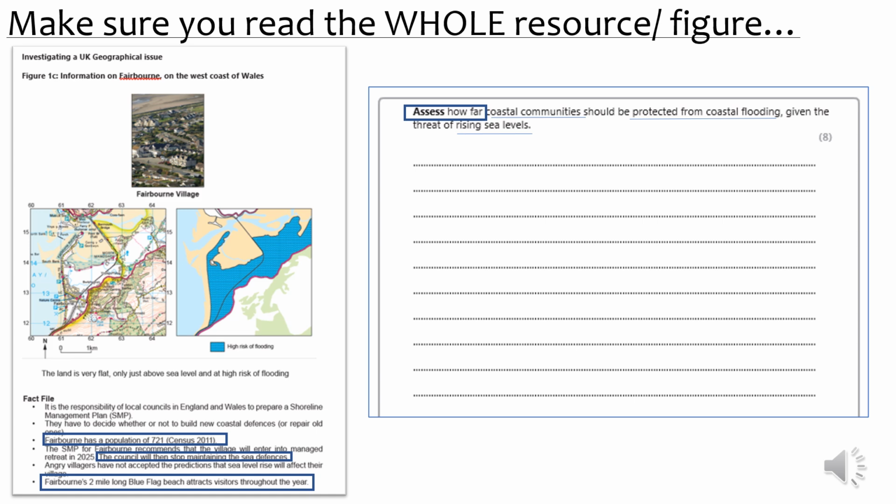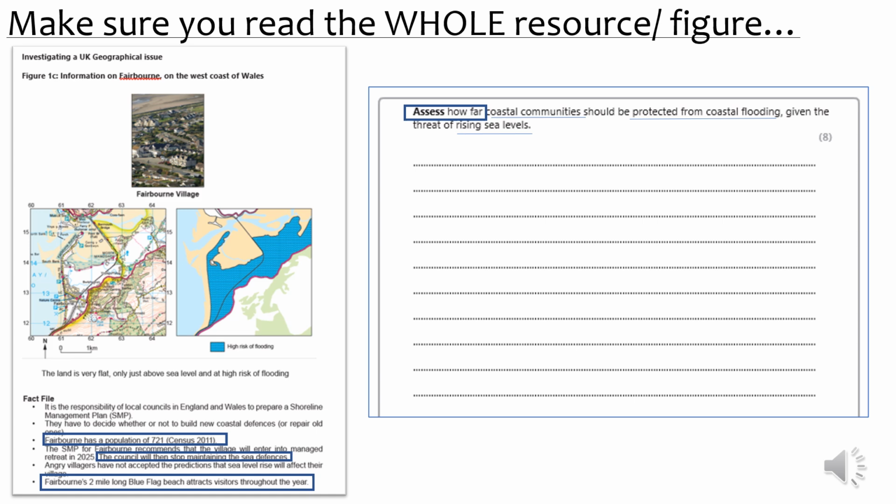So for me, the fact that shows me it should be protected is that Fairbourne's 2-mile-long Blue Flag Beach attracts visitors throughout the year. I'm going to say this is a reason for protecting the coastline because those tourists will bring lots of money into the area. That will support the local economy and help to improve the economy further and services, etc. In my second paragraph, I'm going to argue, however, that to some extent, coastal communities should not be protected.